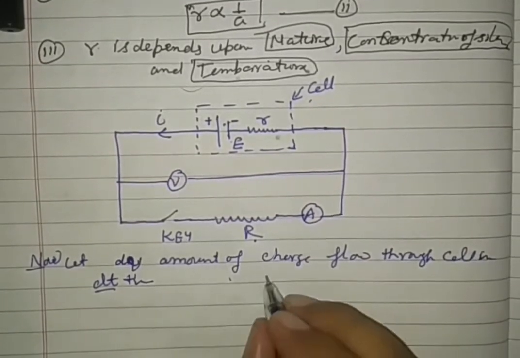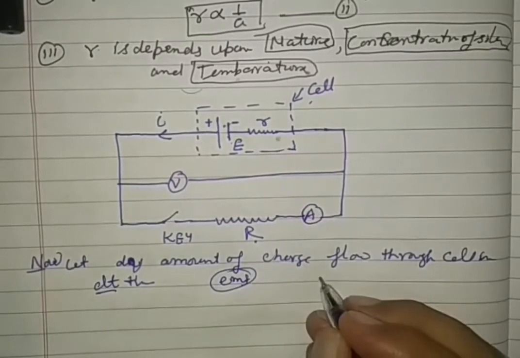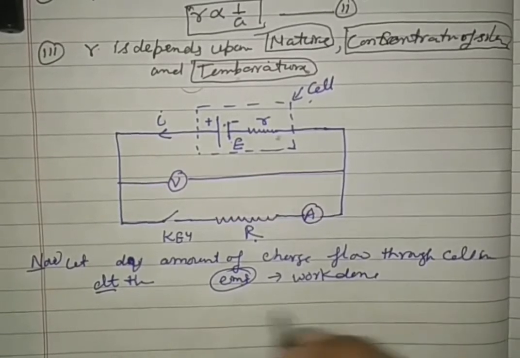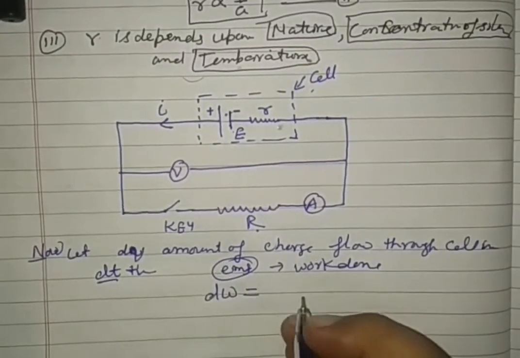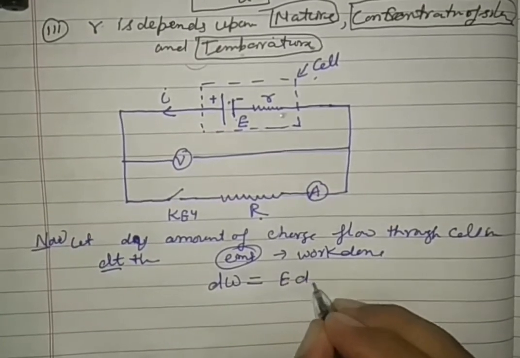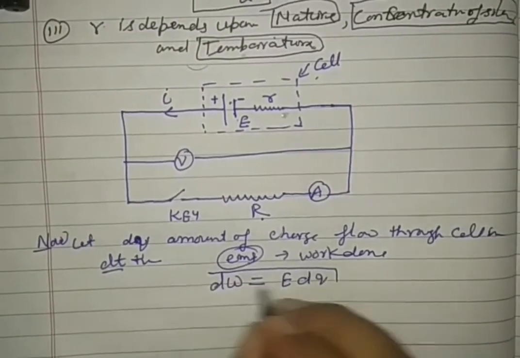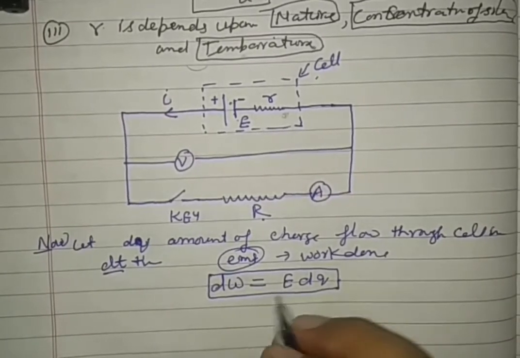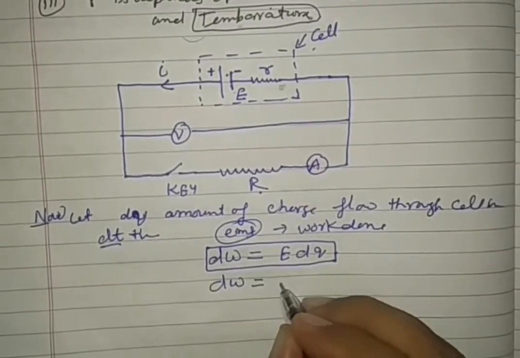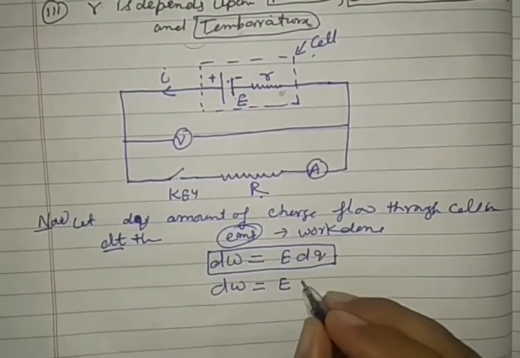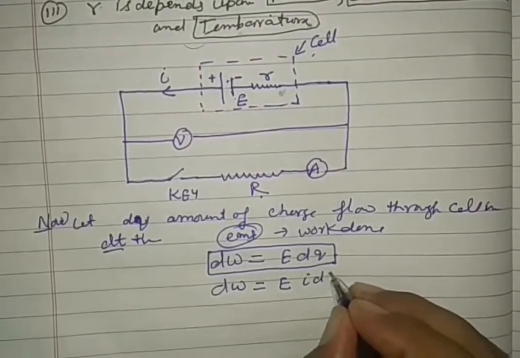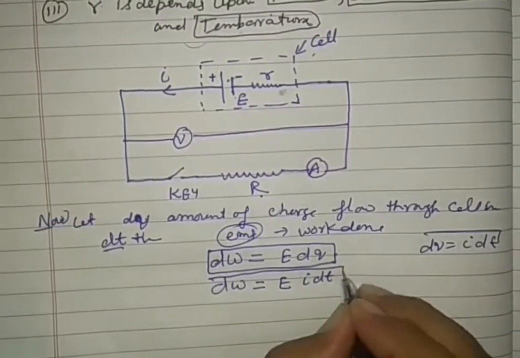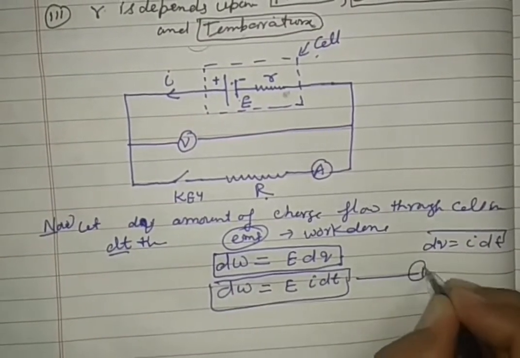Then by definition of EMF, electromotive force, the work done dW in this case is given by the formula EMF of cell into dq. This formula we have derived, so to see this, see my lectures. And this dq can be written as q is equal to I into t, so dq is equal to I into dt, since we know. So this formula can be written in this form as equation number 1.